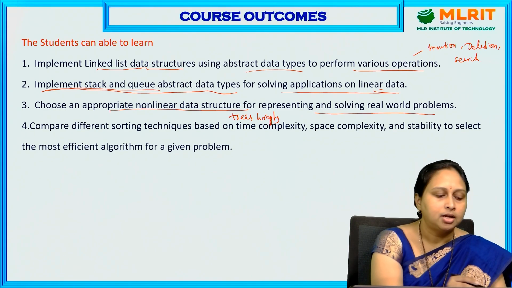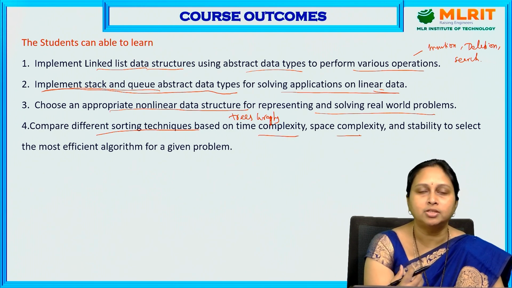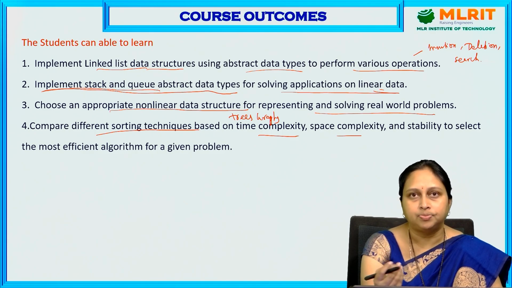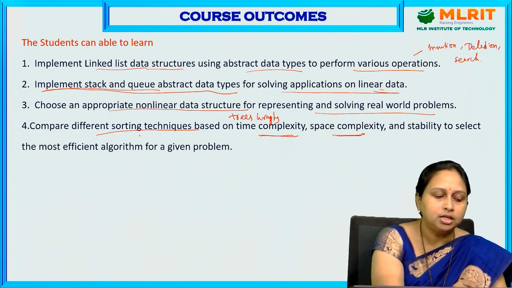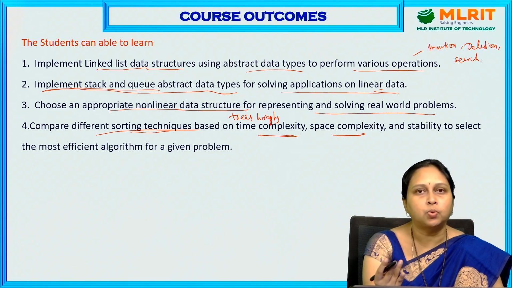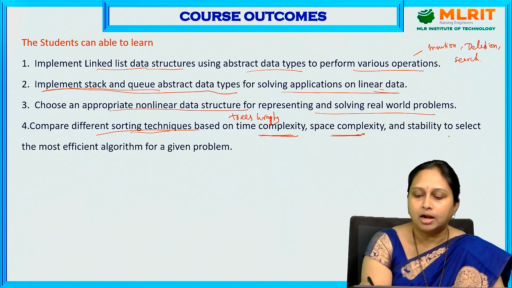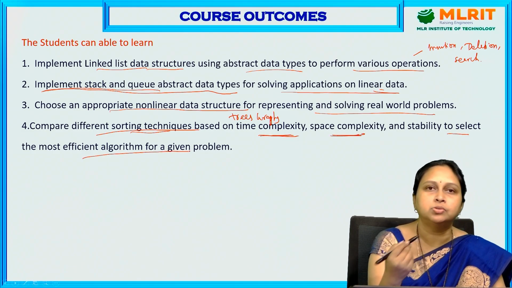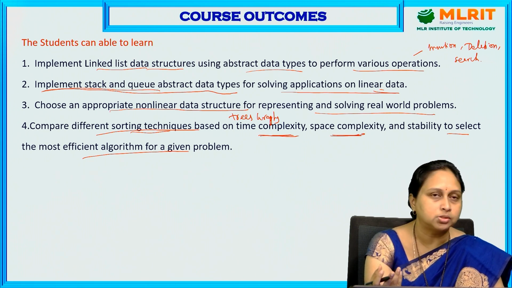And compare different sorting techniques based on time complexity and space complexity, that is, how much time it takes to sort the given elements. In that case, we use time complexity and space complexity. Here we discuss 3 different sorting techniques: merge sort, quick sort and heap sort. Among these 3, what time complexity and space complexity does each occupy, and how efficiently are these algorithms used for solving a given problem? The student can also do this at the end of the course.